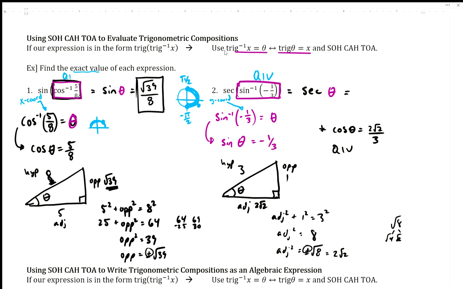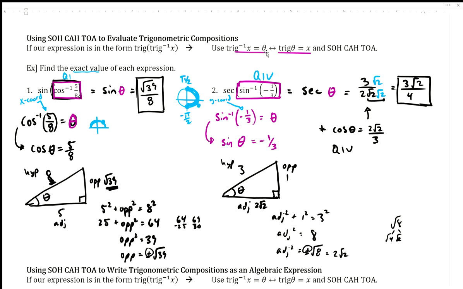So that means all I have to do now for my final answer for the secant of theta is flip it. So 3 over 2 square root 2. And then chances are they would want us to rationalize. So multiply both top and bottom by square root 2. And we get 3 square root 2 over, that's just 2 times 2, which is 4. So 3 square root 2 over 4.